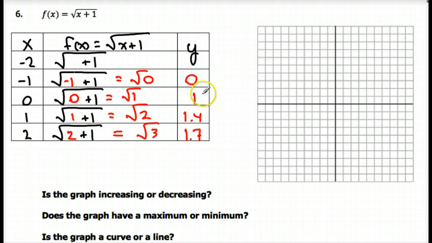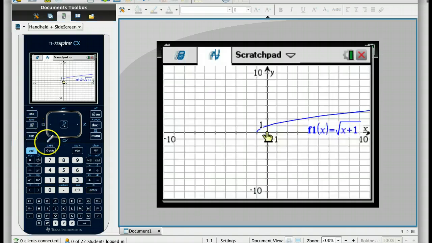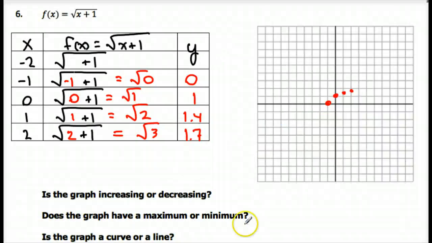And so what I'm going to do right now is I'm just going to plot these 4 points here, and then I'm going to go back to this -2 here at the end. So I've got -1, 0, which is right here. 0, 1, right here. 1, 1.4, which is right here, and then 2, 1.7 about right here. And so go back to your graphing calculator, go to your graph screen, and notice that this graph starts at the point -1, 0. And so we have -1, 0 right here. So if we follow our graphing calculator, this is what the graph should look like.